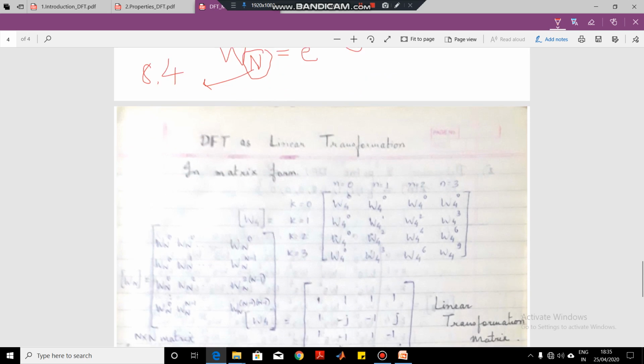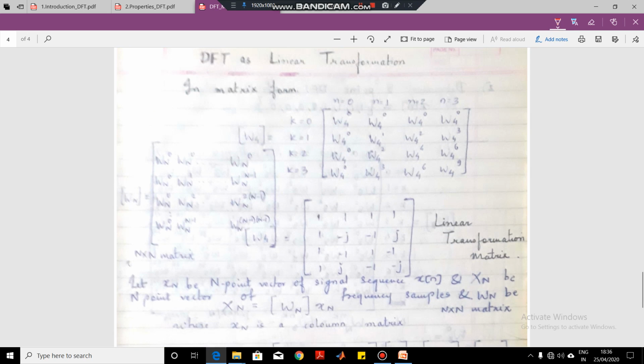Now let us see how to compute the DFT of a sequence by using the matrix method. In the matrix method, you have to make use of the linear transformation matrix. If I want to compute a 4-point DFT, I have to make use of this 4 by 4 matrix, which is written like this. In the columns we have n equal to 0, 1, 2, 3, and in the rows we have k equal to 0, 1, 2, and 3.